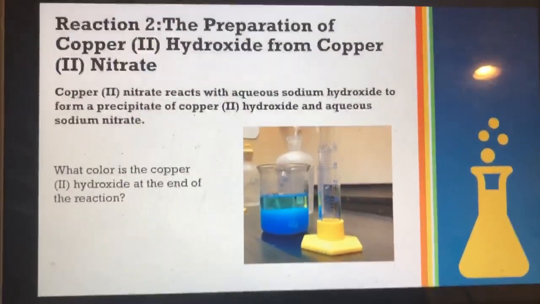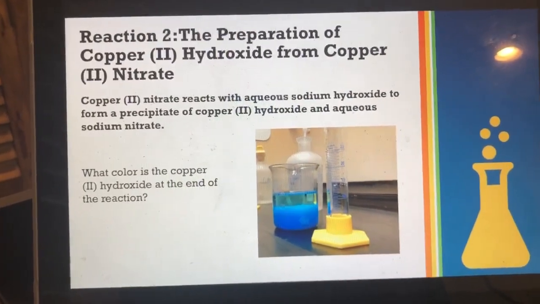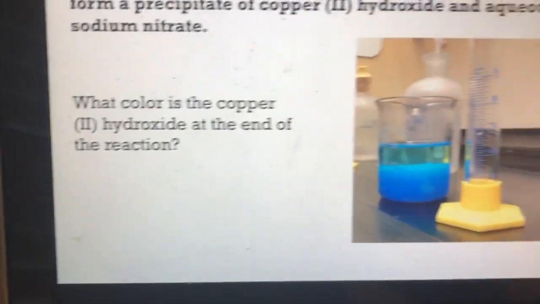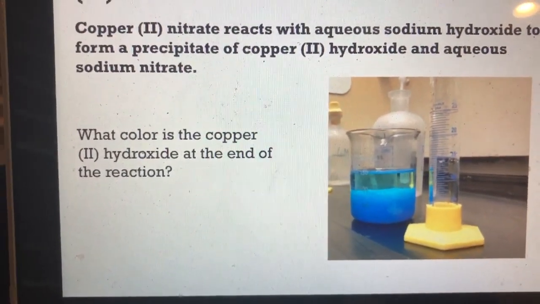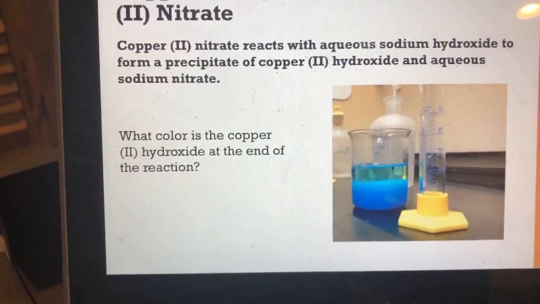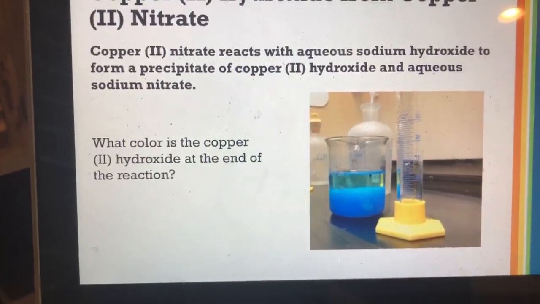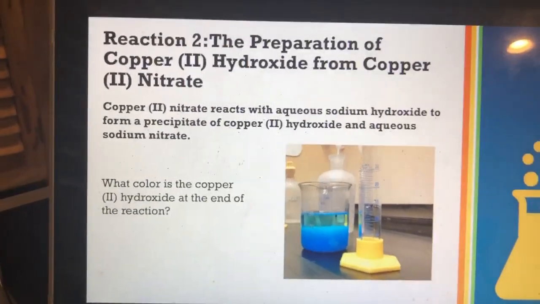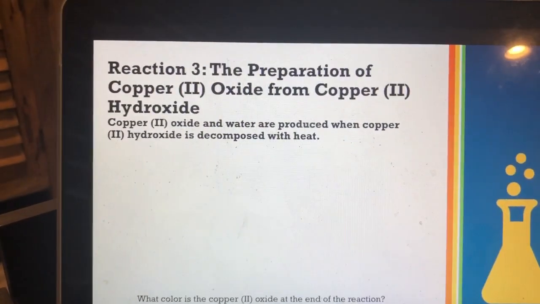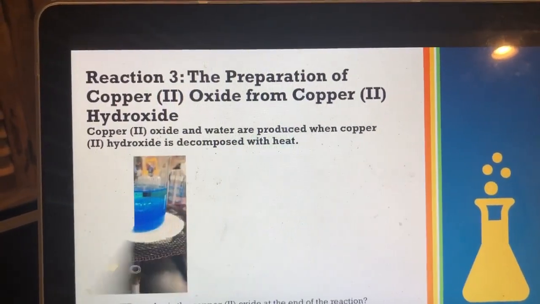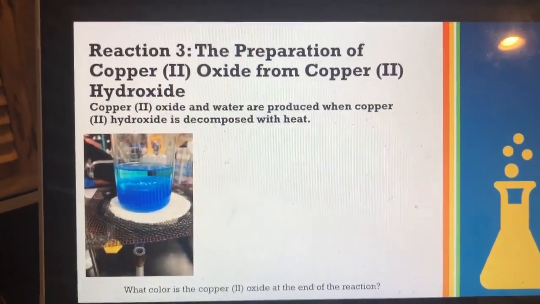Okay, the next step is we're going to take sodium hydroxide and react it with the copper 2 nitrate. You get this flubber looking substance, it makes a precipitate. What color is the copper 2 hydroxide at the end of the reaction? Well, it's a dark blue. Now, here's the cool part. What you're going to do is add some boiling chips, and you're going to start heating this up.